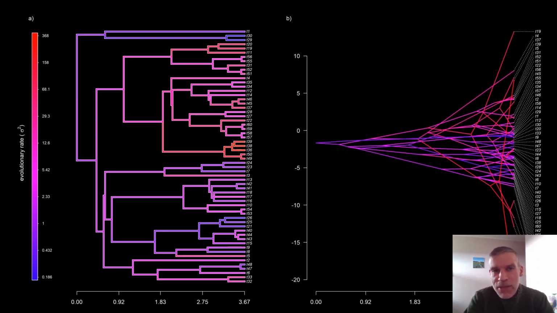This is how data simulated in this way look. Here on the right, I'm showing the phylogenetic tree on the left projected into our trait space. What we can clearly see is that the edges with high simulated rates of evolution, shown here with redder colors, tend to also exhibit larger changes in the phenotypic trait.